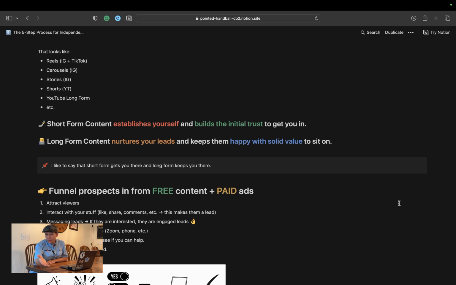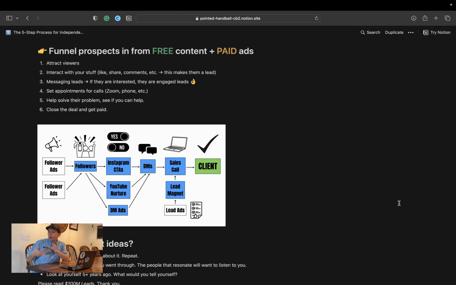while long form content nurtures your leads, nurtures your audience, and keeps them happy with good, solid value to sit on while they're with you. I like to say that short form gets you there and long form keeps you there. Now, with all these prospects that you're getting from your content, you build a funnel that brings them in from the top of watching your videos all the way down to the bottom of the funnel where you can help them and get paid. It basically boils down to how your free content and paid ads work together to bring in the right people and bring them through the funnel.